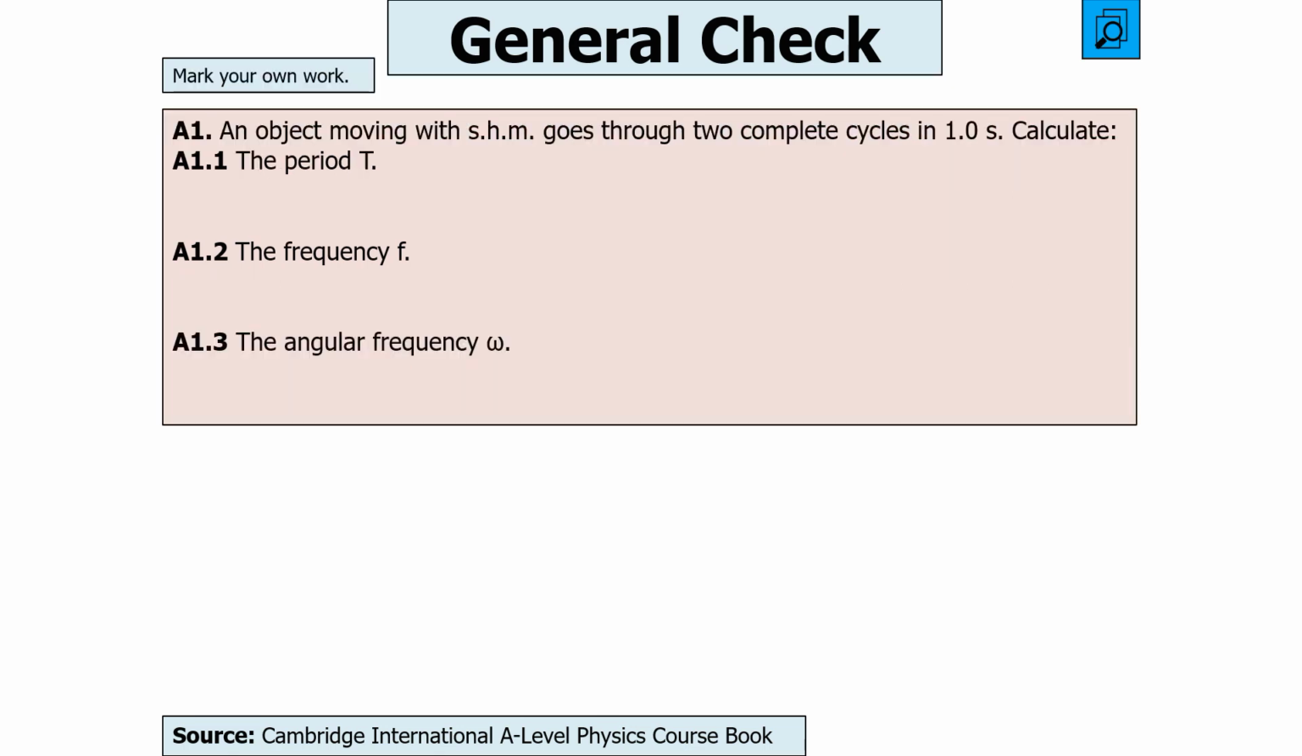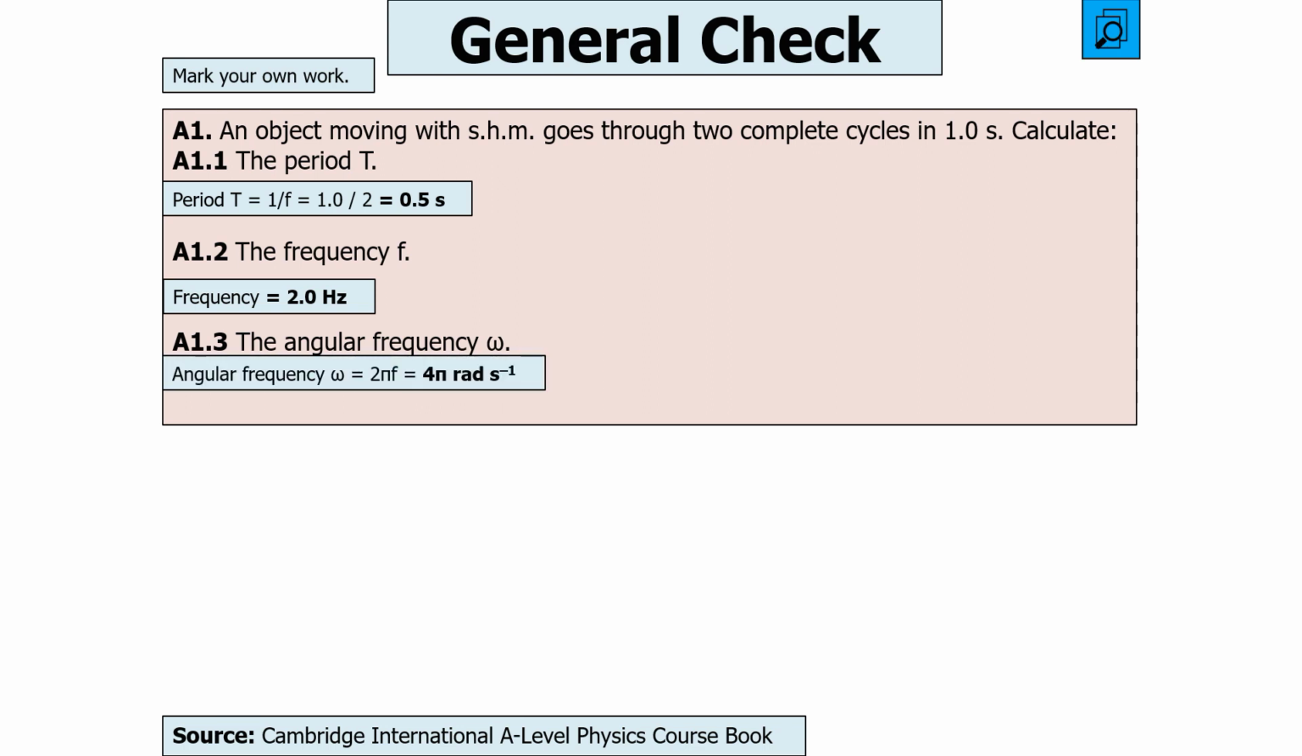Right, in this first question, we know that the time period is the time it takes to go through one complete cycle. So therefore, if there's 2 complete cycles in 1 second, well then the time period is going to be 0.5 seconds. Frequency is 1 over time period, so it's 1 over 0.5, which is 2 hertz. Then the angular frequency, much like circular motion, is 2 pi f. So therefore it's 2 pi times by 2, 4 pi radians per second.